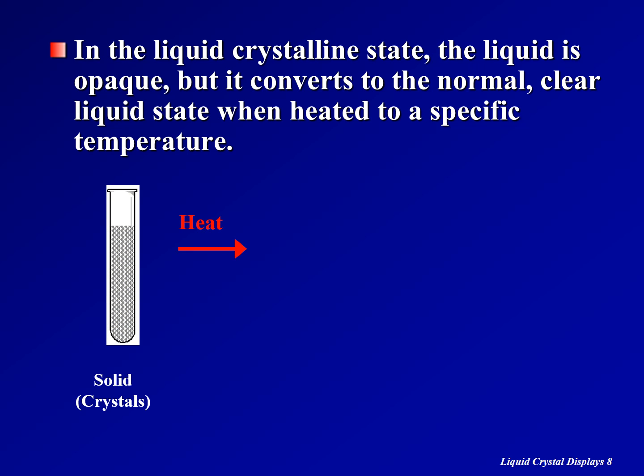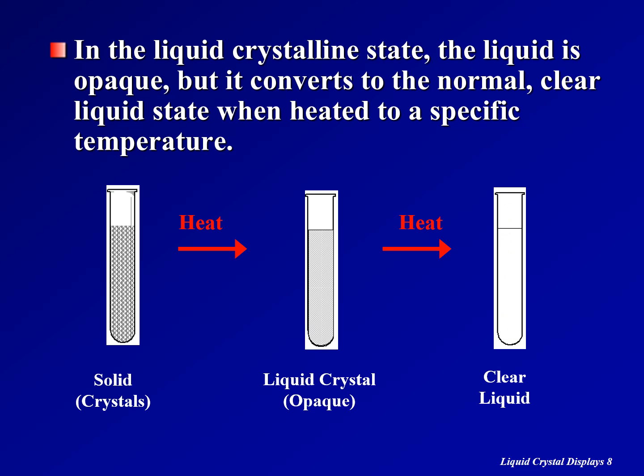Now let us look at how the liquid crystalline state forms from the solid state and how it converts to the normal liquid state. If we take cold crystals of hexyl cyanobiphenyl in a test tube and heat the tube to 15 degrees Celsius, the crystal will melt to form the opaque liquid crystalline state. If we continue heating the tube, the opaque liquid will turn completely clear at 29 degrees Celsius.